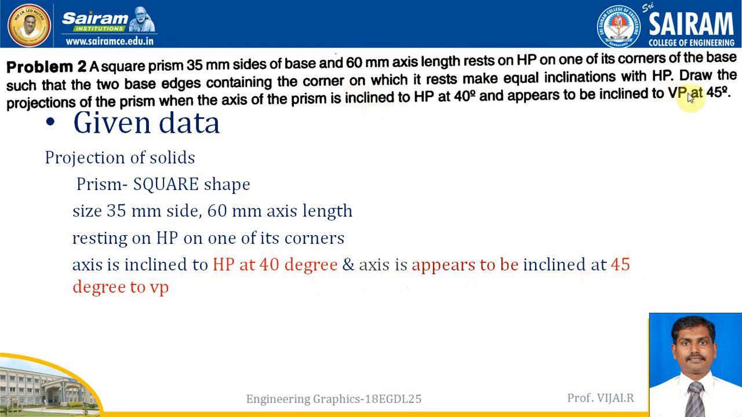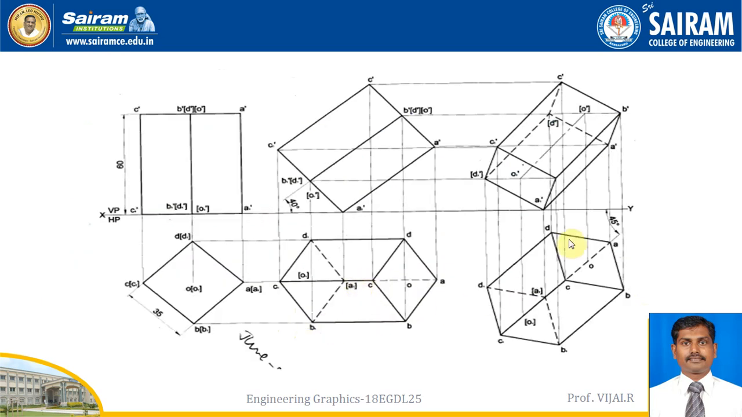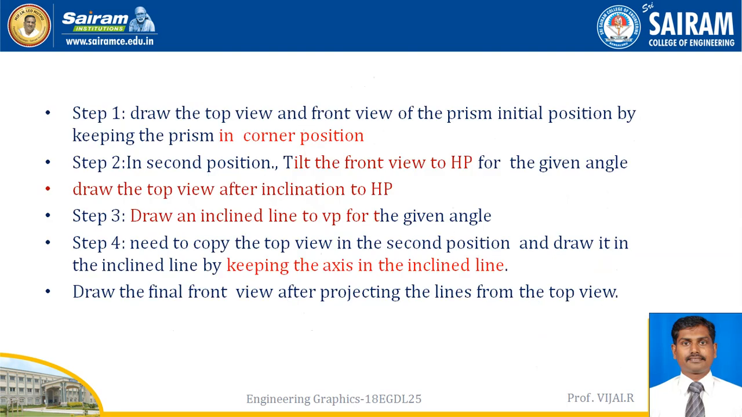This is what is given clearly. The axis of the prism is inclined at 40 degrees and appears to be inclined. This is very important: when the axis appears to be inclined, we can take the 45 degrees to VP directly. We can shift the front view directly to the top view at 45 degrees, and it will be over. Otherwise we have to go for another method, which I will explain in the next problem.